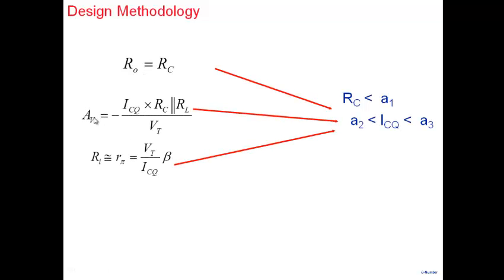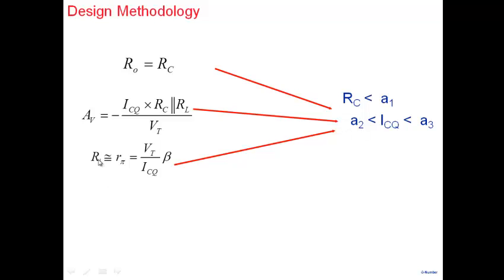If I look at this equation, AV equals minus ICQ times RC parallel RL over VT, with RC more or less decided by the other quantity here, what this tells us is that to get gain above a certain value, forgetting about the minus sign, if you want gain magnitude above a certain value, it requires ICQ to be larger than a certain value, A2, whatever that is. As long as you are larger than that value, your gain will be greater than 100. So you get a constraint on how small ICQ can be, a lower limit.